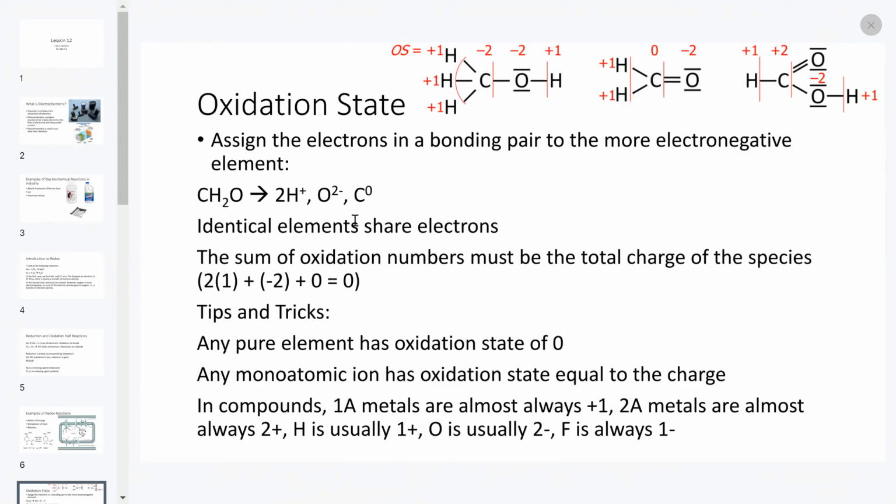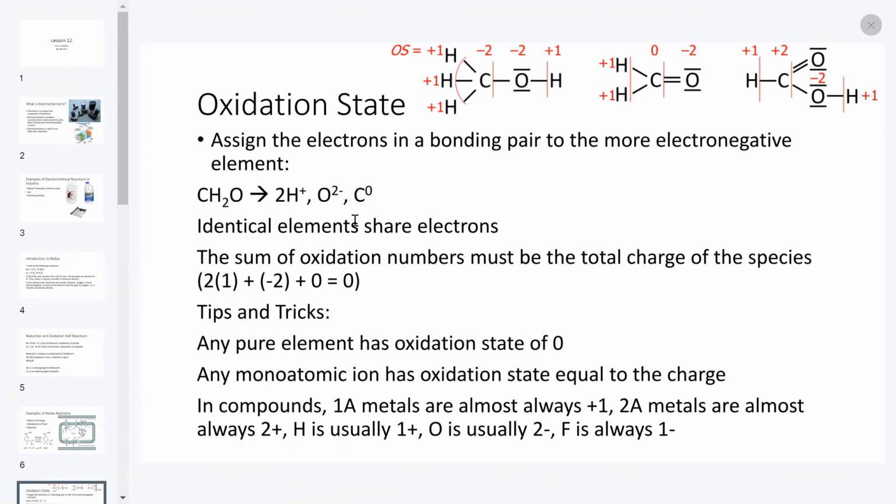And when we form compounds, things are a bit more tricky, but what you can remember is that the 1A metals, lithium, sodium, etc., are all going to be +1, almost always. The 2A metals, so beryllium, magnesium, calcium, strontium, and barium, will almost always be +2.